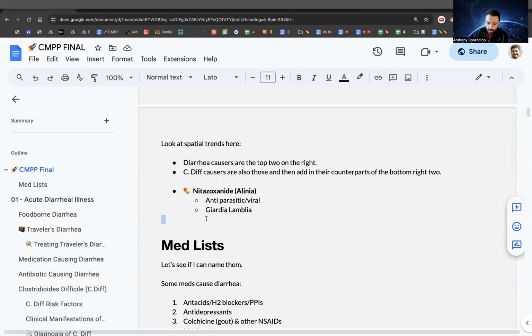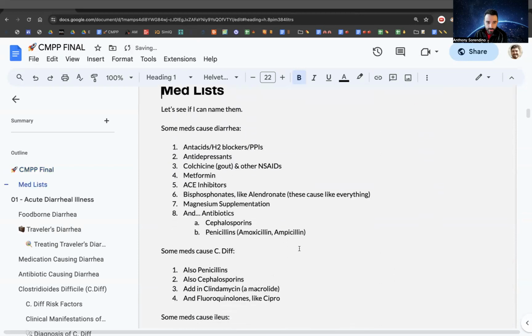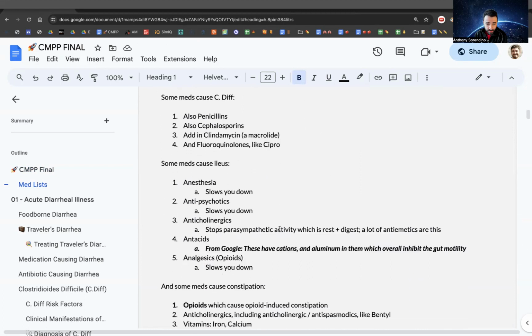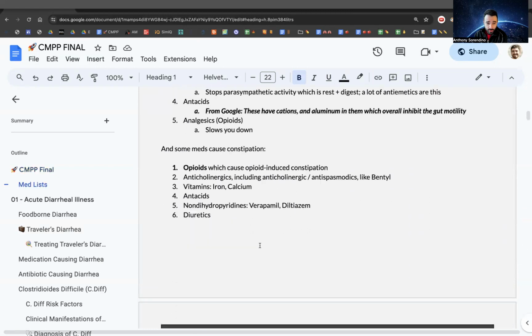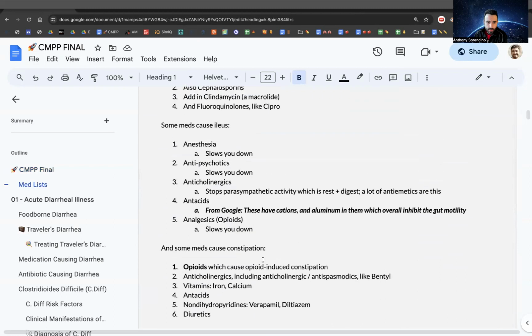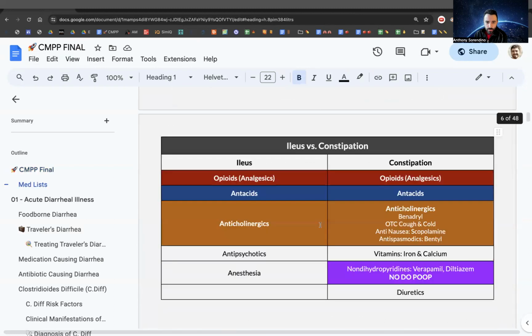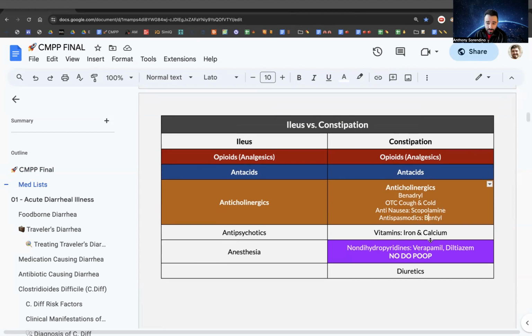There's also quite a few med lists, which are definitely showing up as exam questions a lot, like what medications cause diarrhea versus C. diff versus an ileus versus constipation. I think the one big interesting comparison was between ileus and constipation. I was getting these confused. They share 3: opioids, antacids, and then anticholinergics, but we get into a lot more detail with anticholinergics for constipation. And we go off brand there a little bit and talk about scopolamine, the anti-nausea medicine, and Bentyl and stuff.